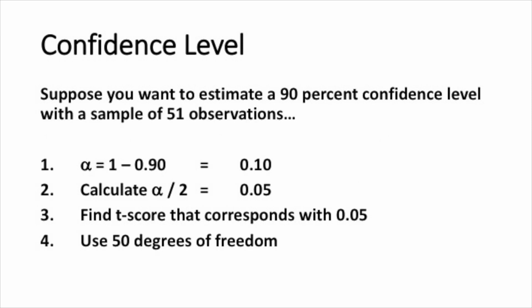So suppose you want to estimate a 90% confidence level. Your alpha is 0.10 because that's 1 minus the confidence level that you set. You calculate alpha divided by 2, which is 5%. Then you need to go find the t-score that corresponds with 5% at the upper tail of the distribution using 50 degrees of freedom. That's because the degrees of freedom would be the sample size minus 1.